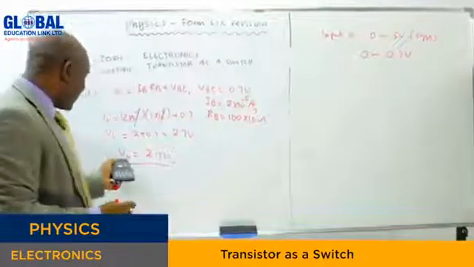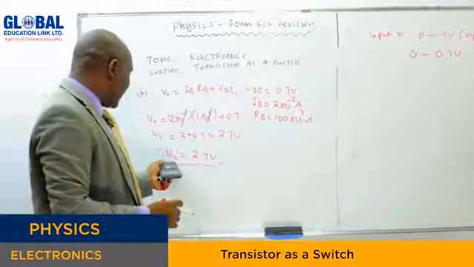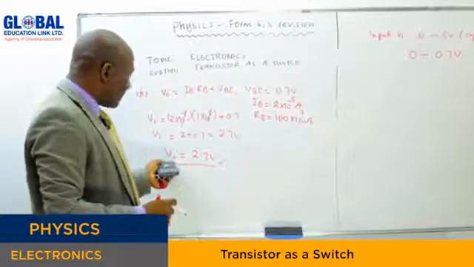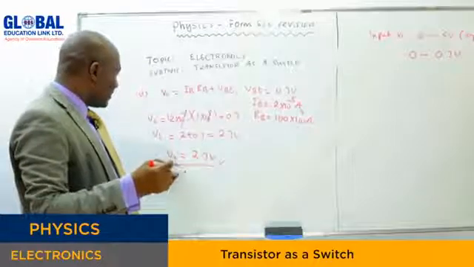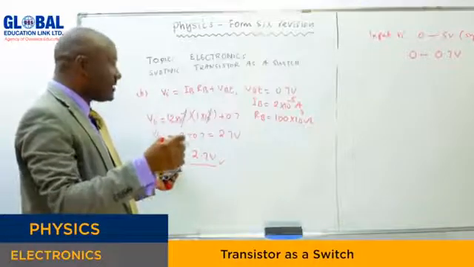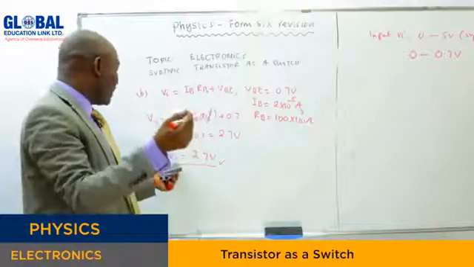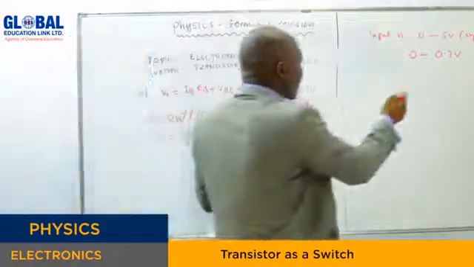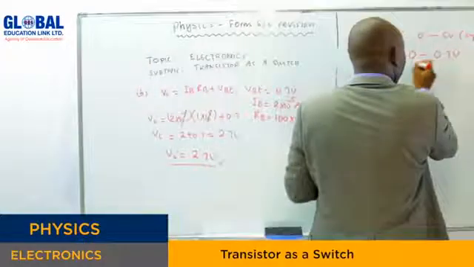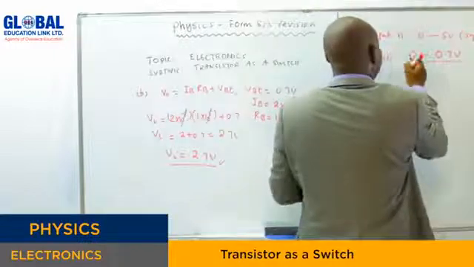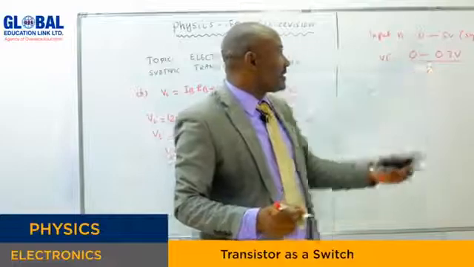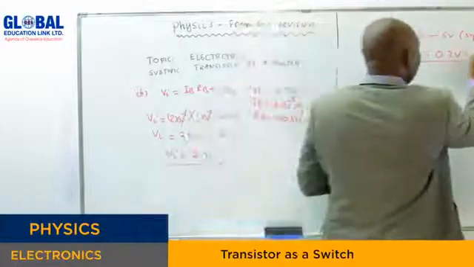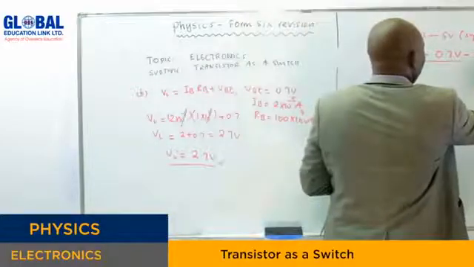So this value we got here is the minimum voltage at which the transistor will start to be in saturation, to be switched on. So from 0 to 0.7, remember, if the voltage is less than 0.7, there's no way you can have the base current. So this is the condition when the transistor is said to be off.